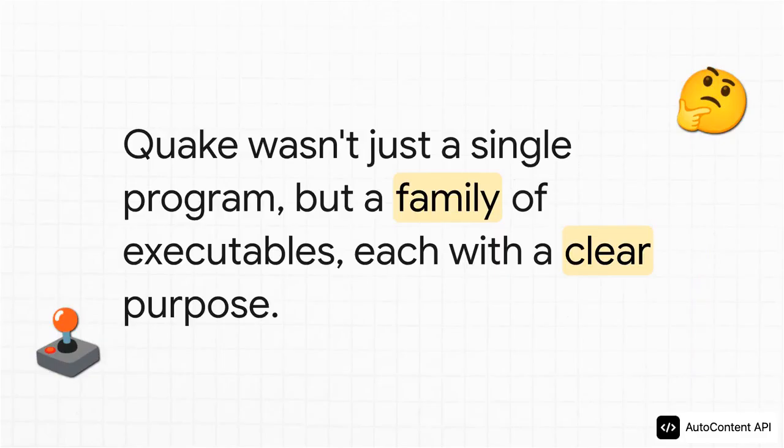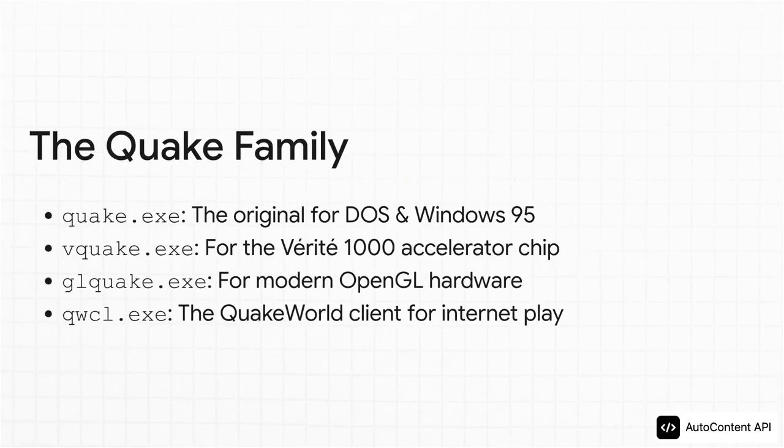You see, Quake wasn't just a single program. When you'd peek inside its folder, you'd find this whole family of different executables, and pretty much all of them had a very clear, very logical purpose. You had your standard Quake.exe, right? The OG for DOS. Then there was vQuake.exe, built for a very specific 3D accelerator chip. You had GLQuake.exe for all the new OpenGL hardware, and of course QCCL.exe, which was the gateway to Quake World's mind-blowing online multiplayer. Each one made perfect sense.